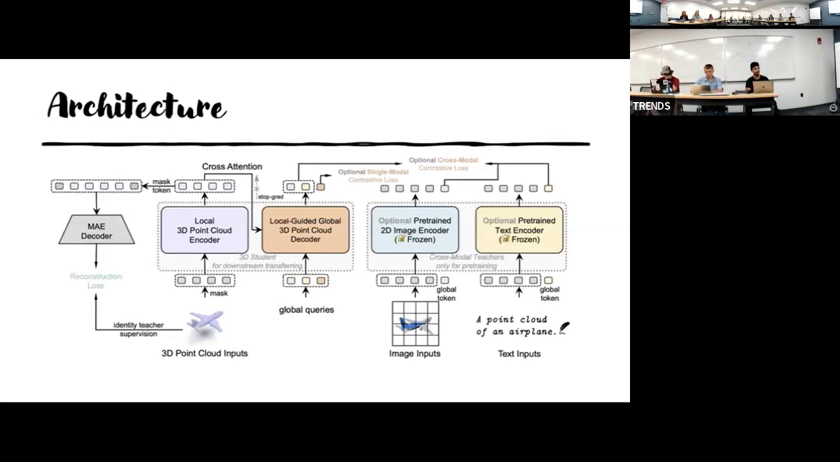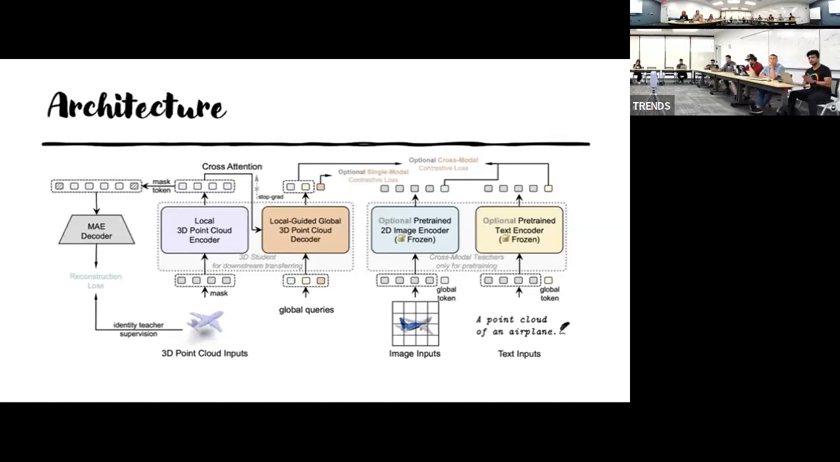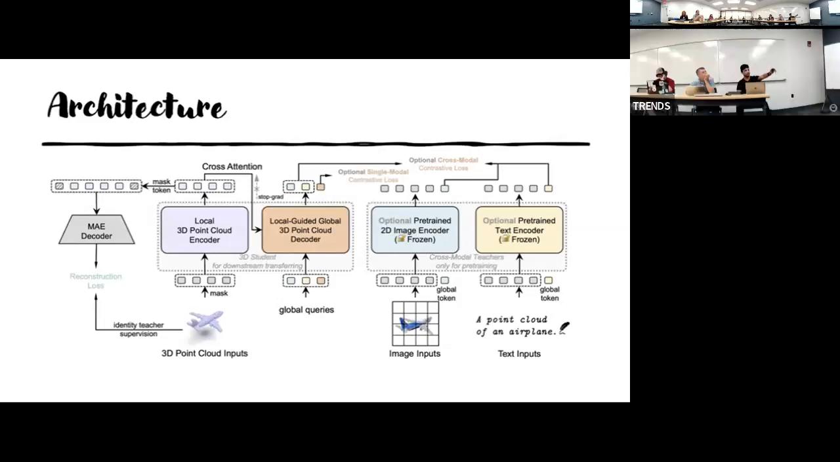This text input is basically coming from a pre-trained text encoder. In this case, they have taken a very famous model which is called CLIP, which is a very powerful model as well. And for the 2D image part, they have taken a simple model, which is the ViT, Vision Transformer, I guess.